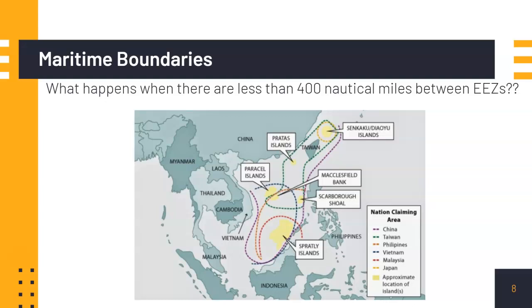For example, when two countries have EEZs that overlap by less than 400 nautical miles, it often leads to negotiations over shared resources like fishing grounds or undersea oil deposits. These negotiations are crucial because the marine resources within this zone can be very valuable, and conflicts may arise over who gets access to them.